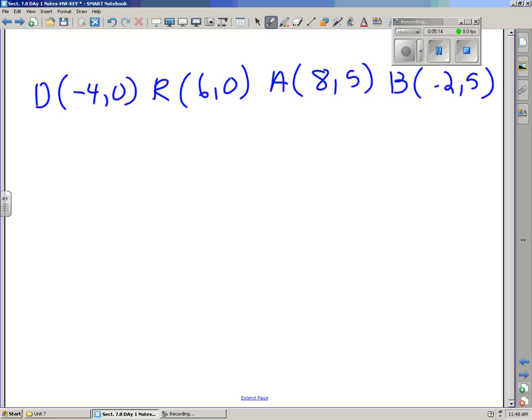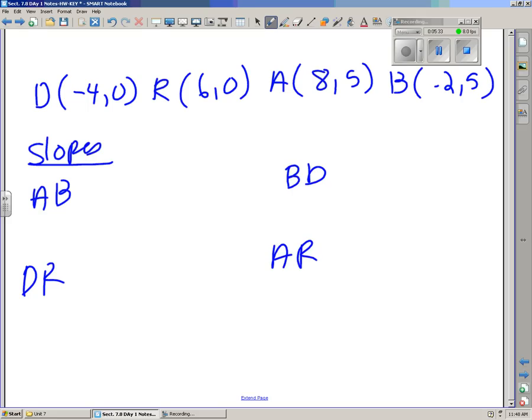So the slopes that I'm going to be dealing with: I'm going to be looking for the slope from A to B, and I'm going to be looking for the slope from D to R. These guys should be the same. And then I'm looking for the slopes from B to D, and I'll be looking for the slopes from A to R, and they should be the same.